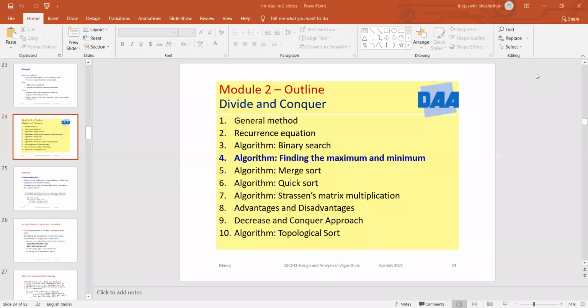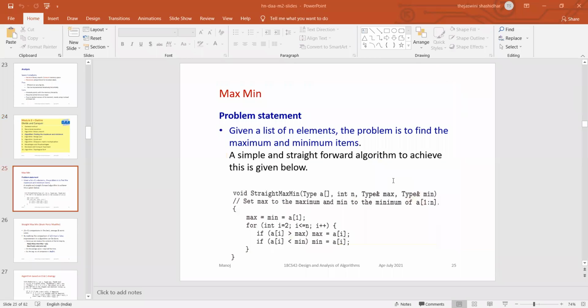Now you come to the next algorithm that is used in the divide and conquer strategy, finding the maximum and minimum element in the array. So what is the concept? The concept is finding the maximum and minimum element in the array. Now you come to the problem statement, next you go with a solution, and next you get into the divide and conquer strategy.